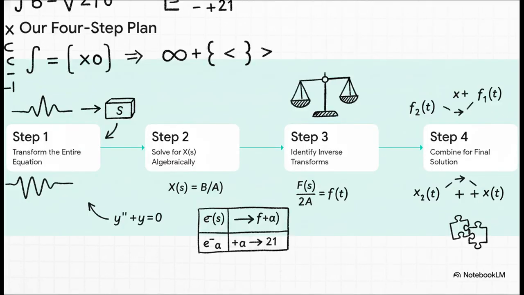We're going to follow a really clear four-step plan. First, we just transform the entire differential equation into the S domain. This is great because it automatically includes our initial conditions. Second, we use basic algebra to solve for X of s, which is the transform of our solution. Third, we figure out the inverse transforms for each piece of X of s. And finally, we put them all together to get our answer, x of t.